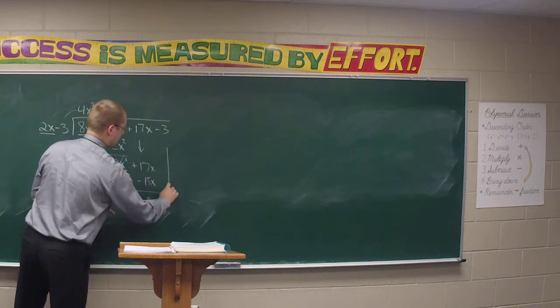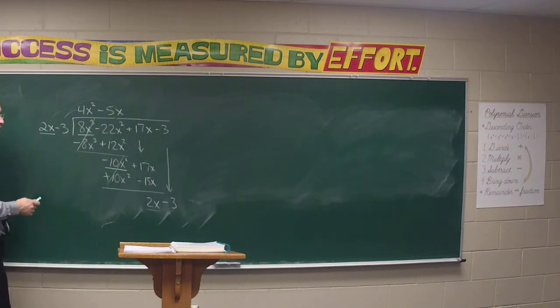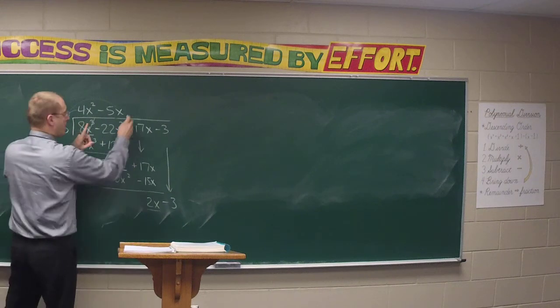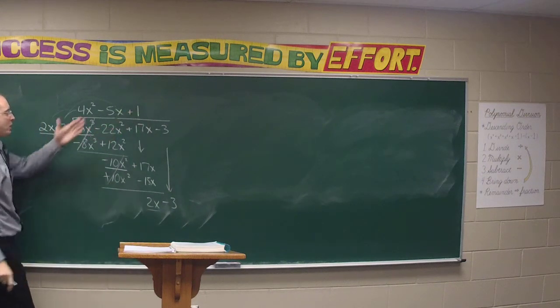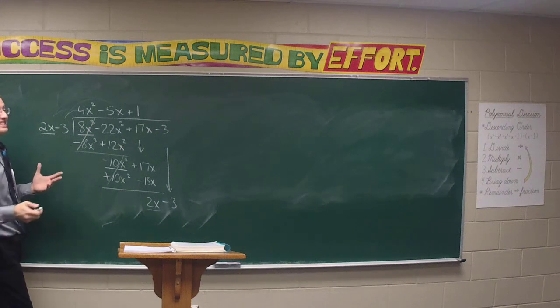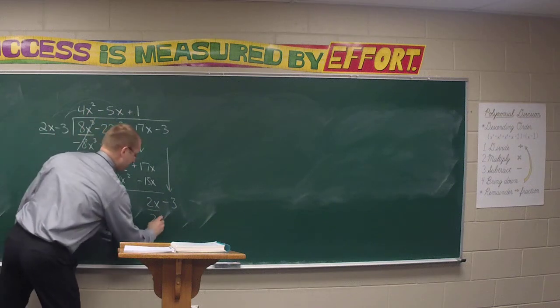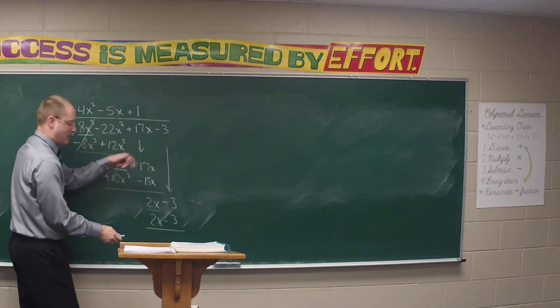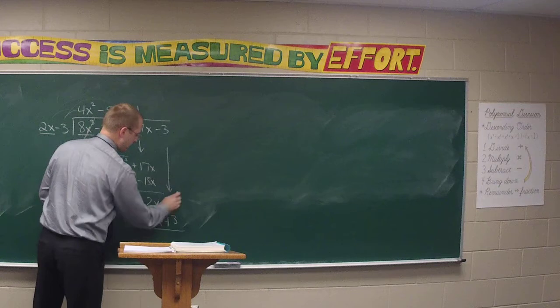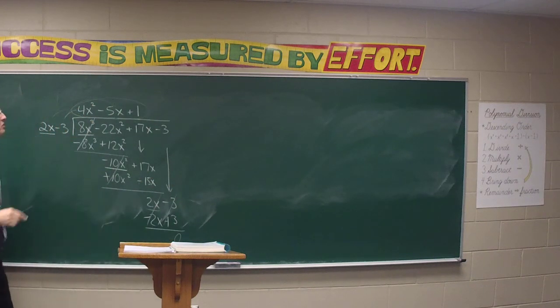And I'm going to bring down my negative 3. Then we divide the first by the first. 2x divided by 2x? 1. They cancel to give you 1, not 0, 1. Of course, we know 1 times anything is itself. So 1 times 2x negative 3 is 2x negative 3. And when we add the inverse now, they both cancel, and I'm left with 0, which means no remainder, which is really nice.